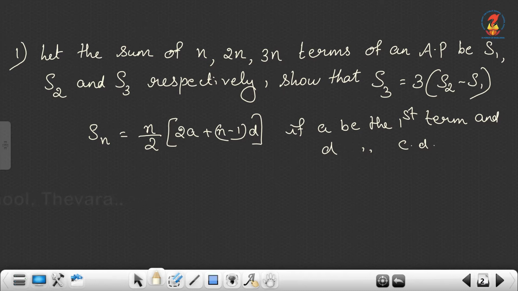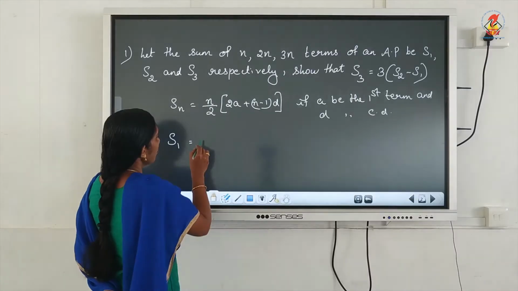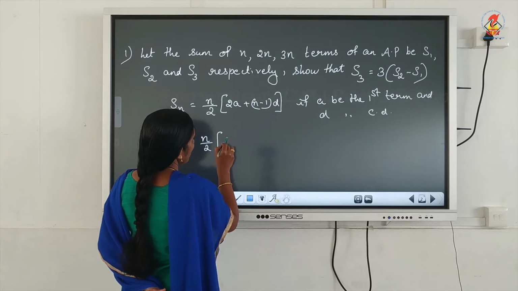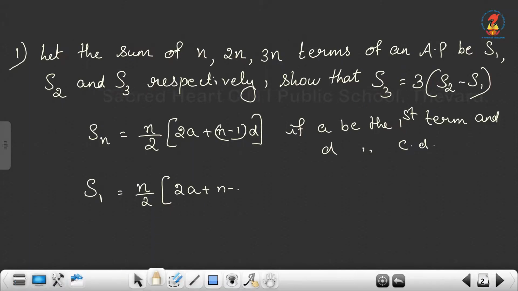So, here what is given? The sum to n terms is denoted as S1, 2n terms is S2 and 3n terms is S3. So, we can write according to that. S1 means sum to n terms of AP, that is same as this: n by 2 into 2a plus n minus 1 into d. This is S1.